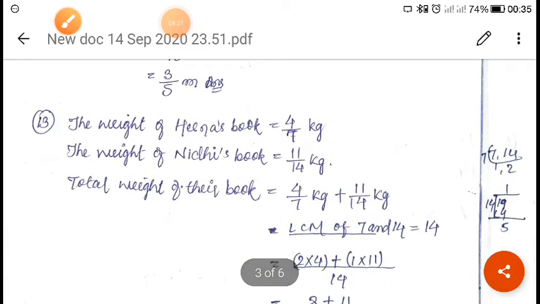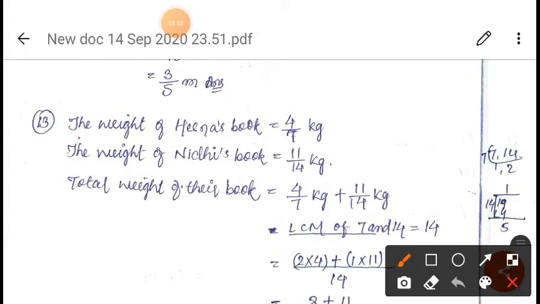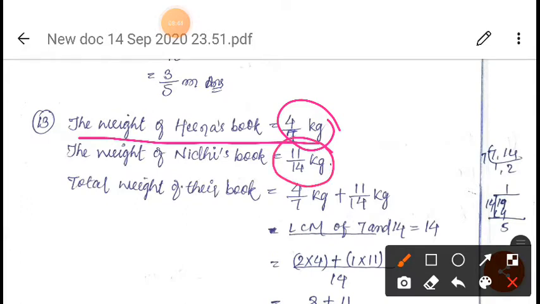Now next is question number 13. The weight of Hina's book is 4 by 7 kg. Means the weight of Hina's book is what? 4 by 7 kg. Okay. Now next, and that of Nidhi's is 11 by 14 kg. As you can see, 11 by 14 kg. So what is the total weight of the books? We have to add these two. Very simple, right? So when you add these two, how can we add?